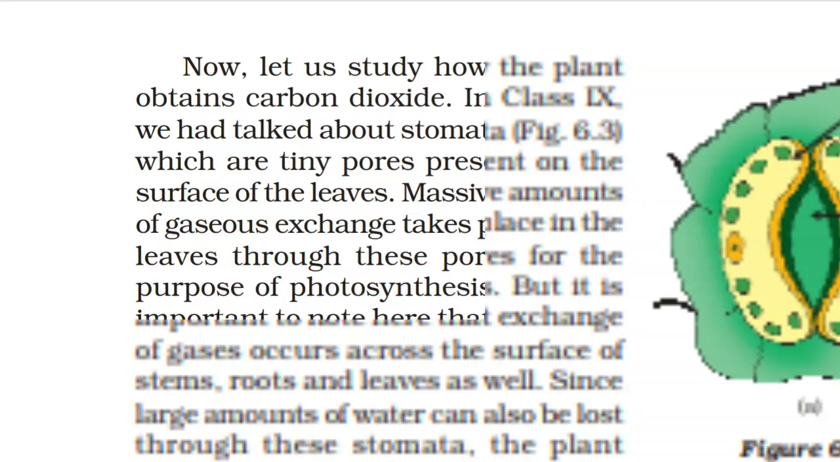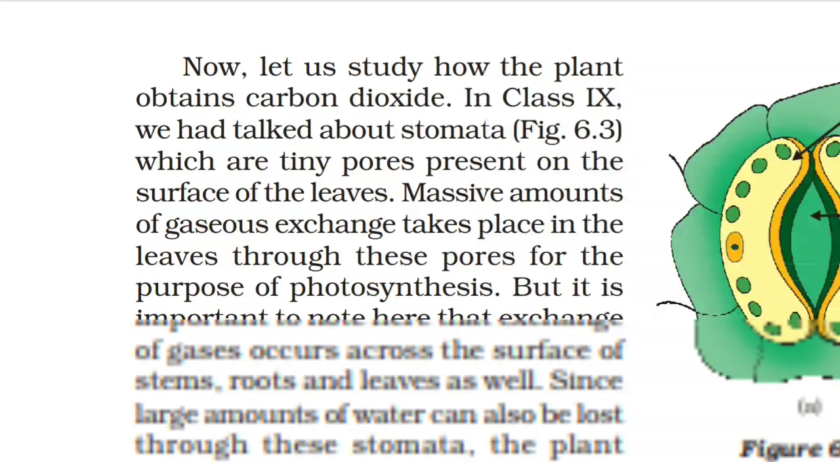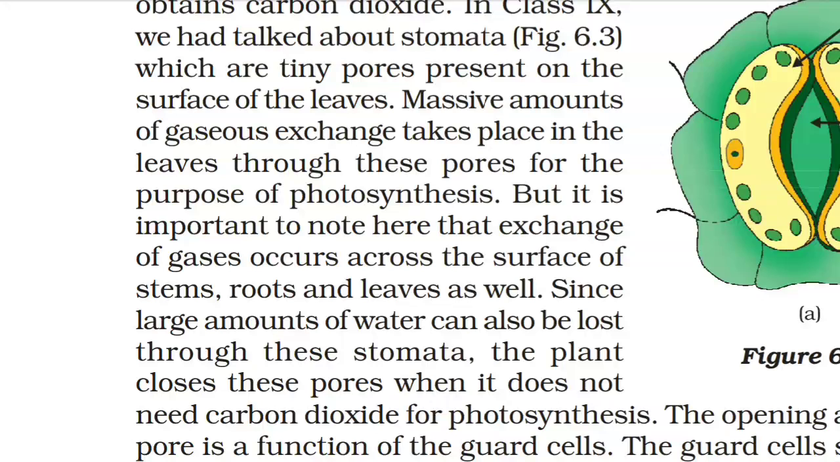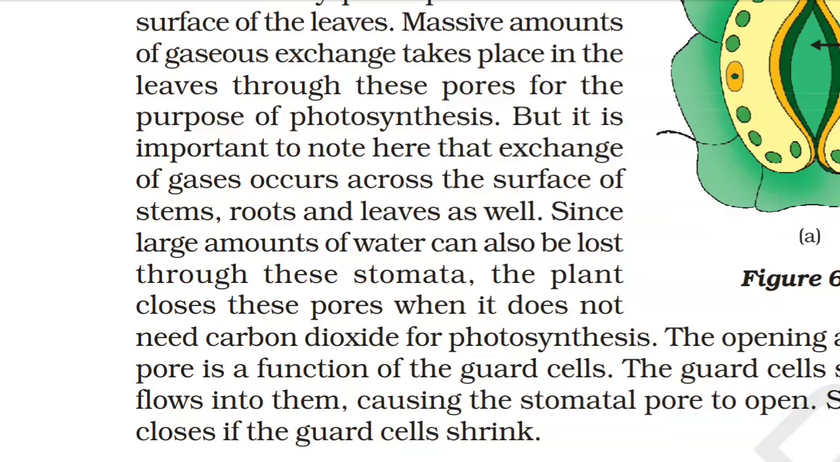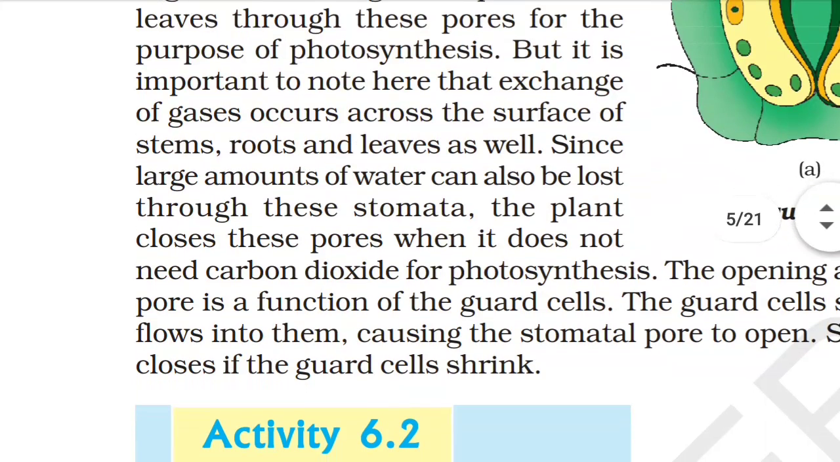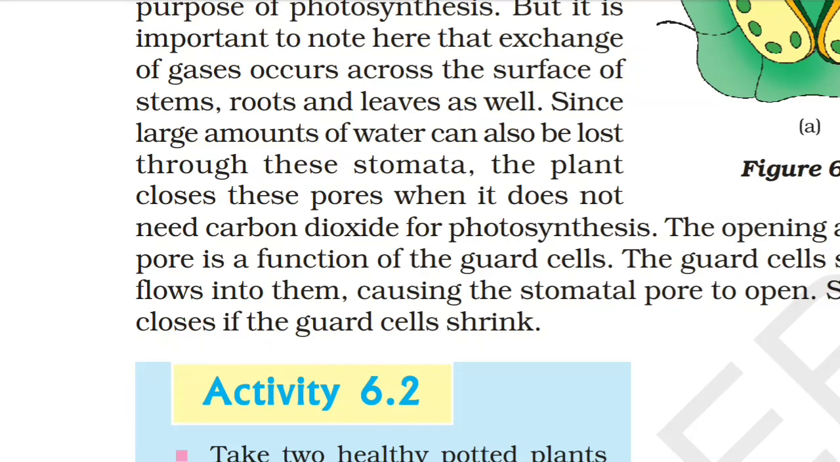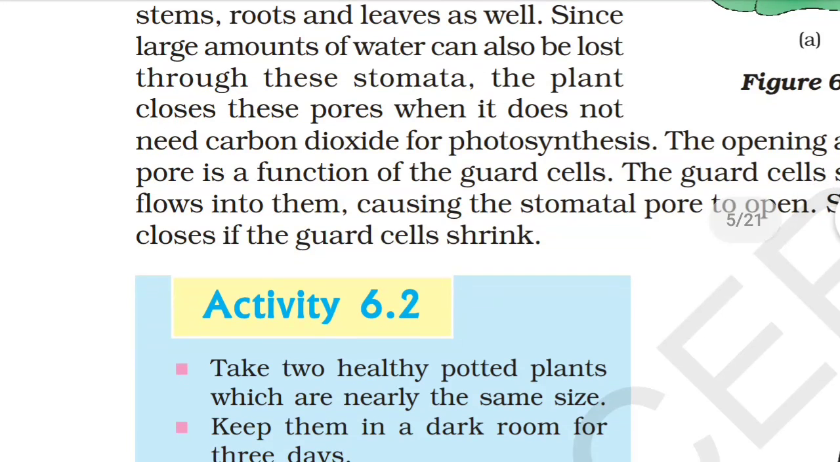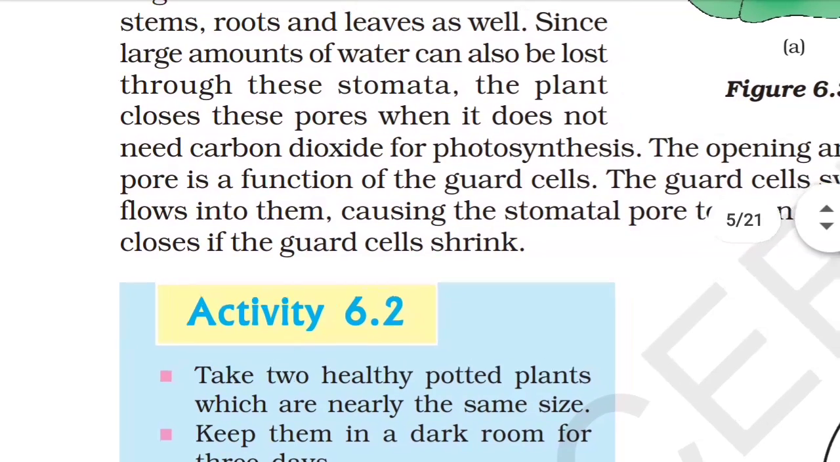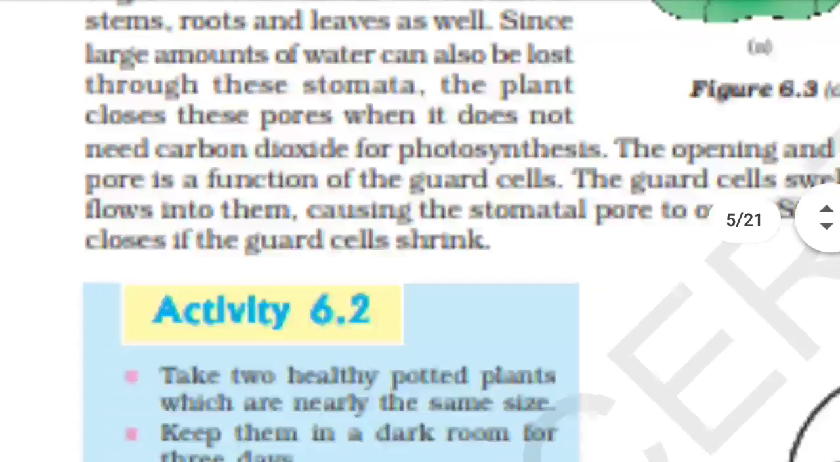Now let us study how the plant obtains carbon dioxide. In class 9th, we had talked about stomata, which are tiny pores present on the surface of leaves. Massive amounts of gaseous exchange takes place in the leaves through these pores for the purpose of photosynthesis. But it is important to note here that exchange of gases occurs across the surface of stems, roots and leaves as well. Since large amounts of water can also be lost through the stomata, the plant closes these pores when it does not need carbon dioxide for photosynthesis.